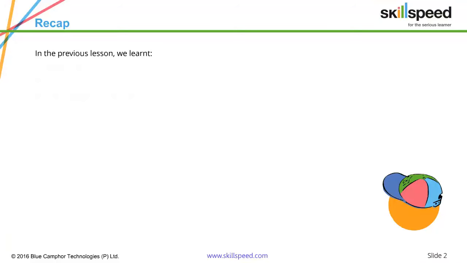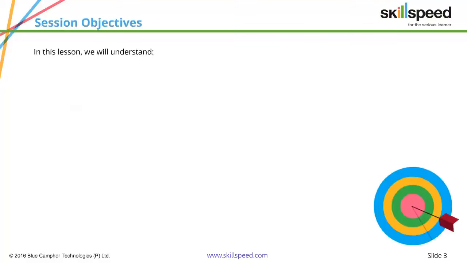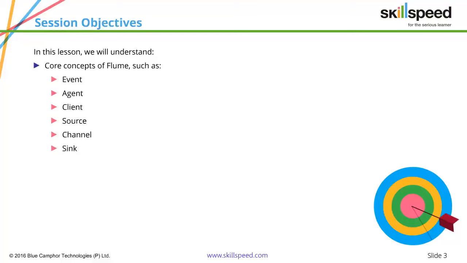Now before we proceed with the lesson, let's have a quick recap of the previous lesson. So in the previous lesson, we have learned what exactly is Flume and its features and the agent. So in this lesson, we will be breaking down the architecture of Flume into components such as events, agents, client, source, channel, and sink, and we'll be learning about them in detail.